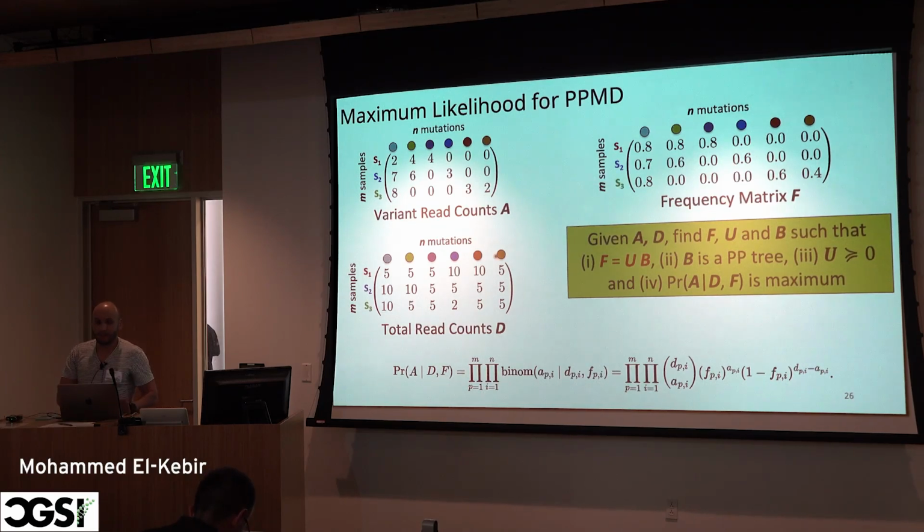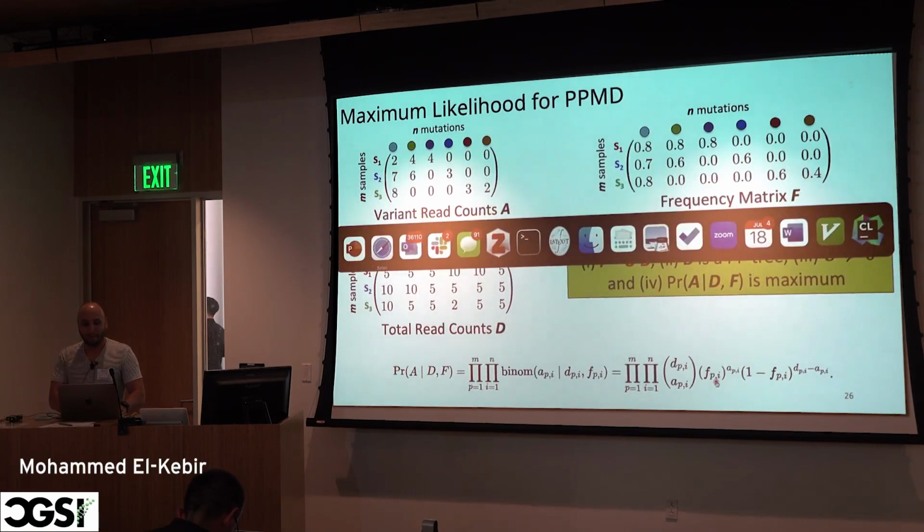So f is not necessarily equal to A over D. A over D might not give you a tree. So you actually want to find the closest f that gives you a tree, and closest is evaluated in terms of the likelihood, this binomial likelihood. When you look at this binomial likelihood, this f is a parameter. We don't have it anymore; we want to estimate that. D and A are constants. When you squint at this, it's not linear anymore. So you actually have to think about ways to linearize this.